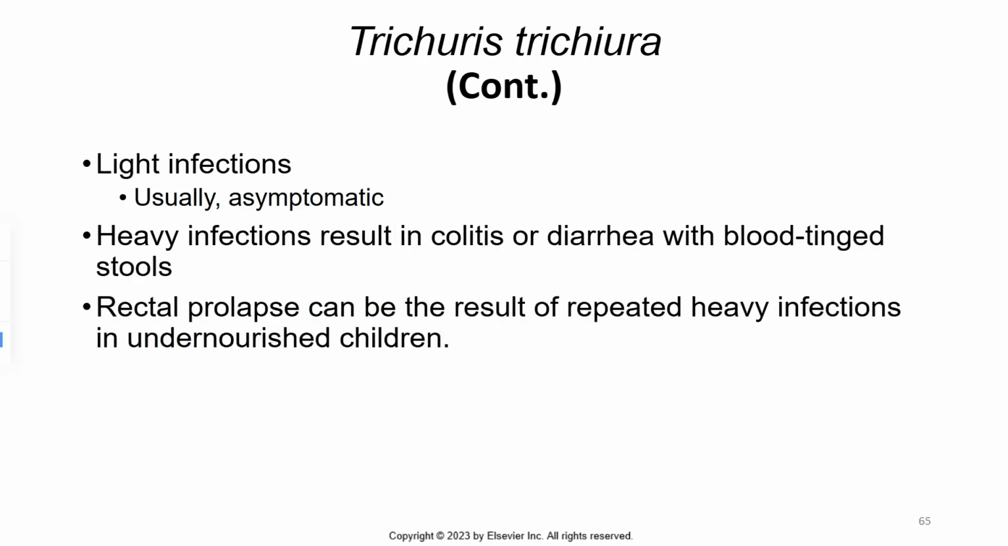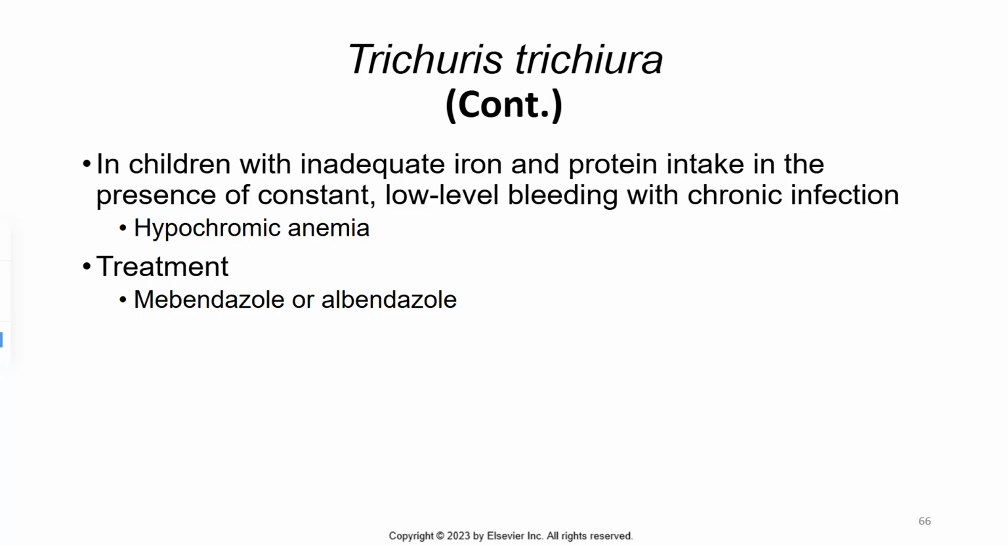Light infections are usually asymptomatic, but heavy infections result in colitis or diarrhea with blood-tinged stools. Rectal prolapse can be the result of repeated heavy infections in undernourished children. In children with inadequate iron and protein intake, the presence of constant low-level bleeding with chronic infection can lead to hypochromic anemia. Treatment would be mebendazole or albendazole.